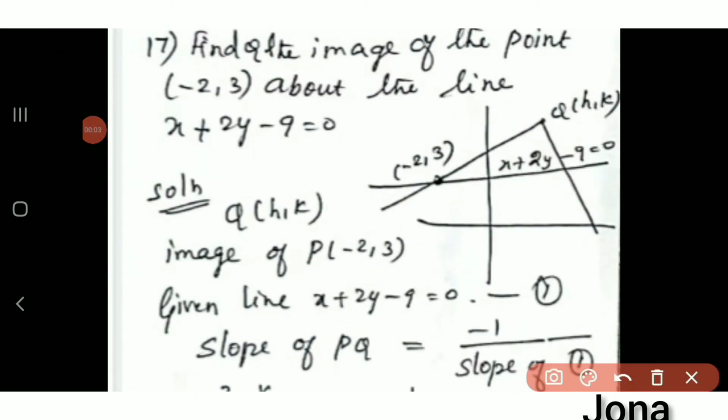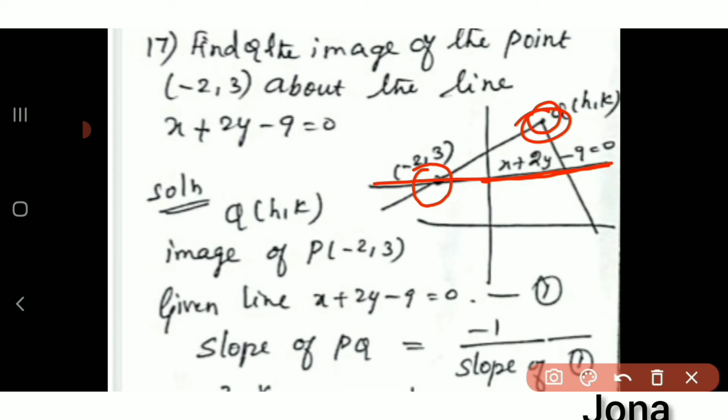17th sum. Find Q, the image of the point minus 2, 3 about the line x plus 2y minus 9 equal to 0. This is the line. We want to find Q, the coordinate of Q. That is the image of the point minus 2, 3.